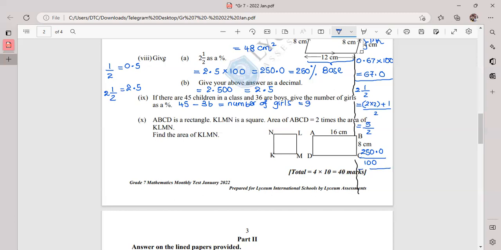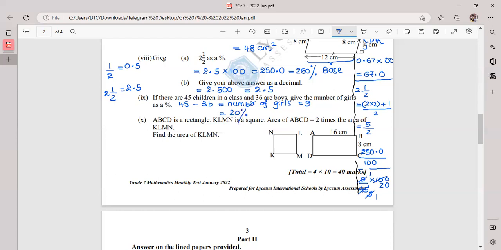Then what happened, children? The 9 girls you have are out of what? Out of 45. And you want to multiply this by 100, right? How can you simplify this, children? 9 times 1 and 9 times 5, then 5 times 1 and 5 times 20. Then the answer will be 20%.